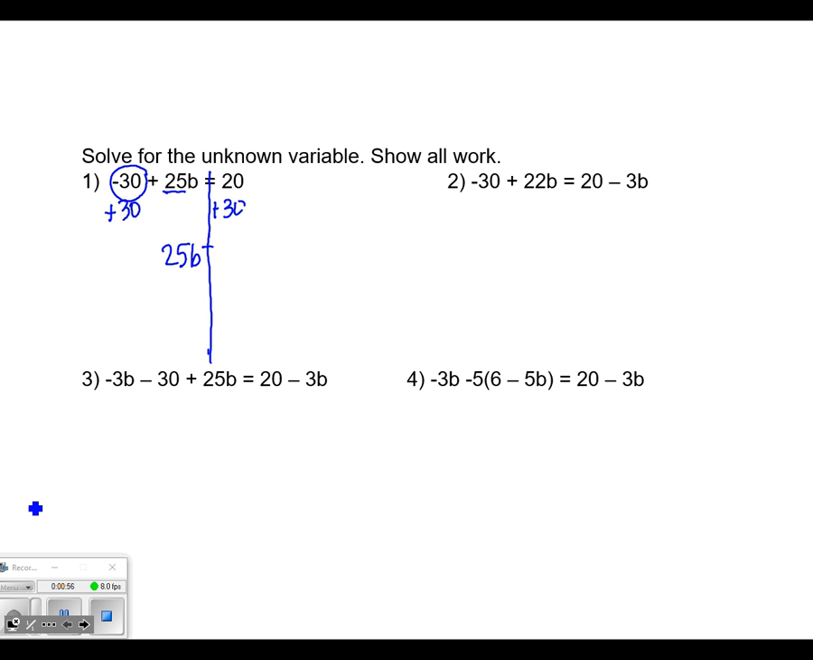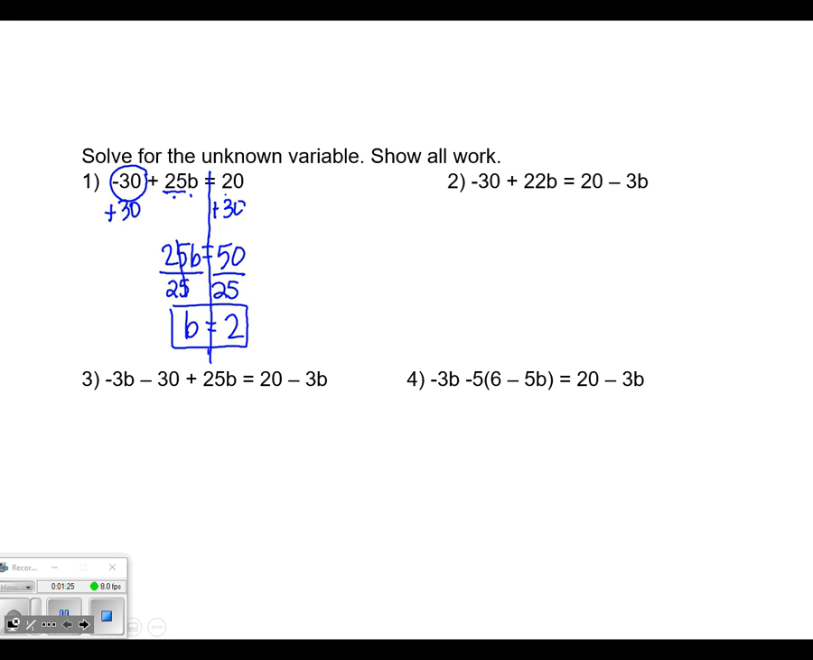25b equals 50. And then, because 25 and b are being multiplied right now, to undo them, I need to divide both sides by 25. Gives me b equals 2. And if I plug that back in, 25 times 2 is 50, minus 30, or plus negative 30, is 20. So this is correct.